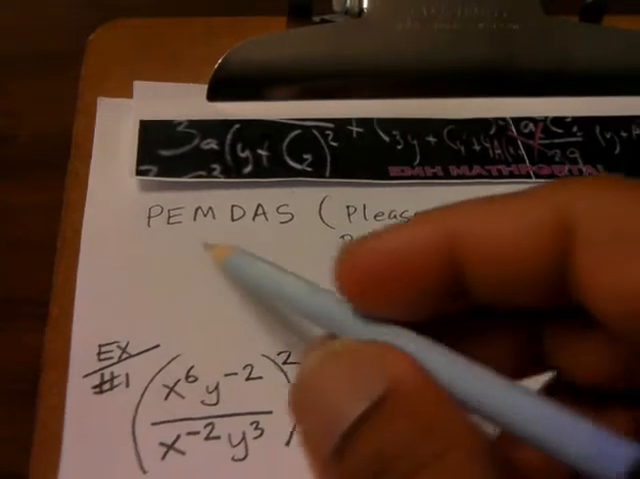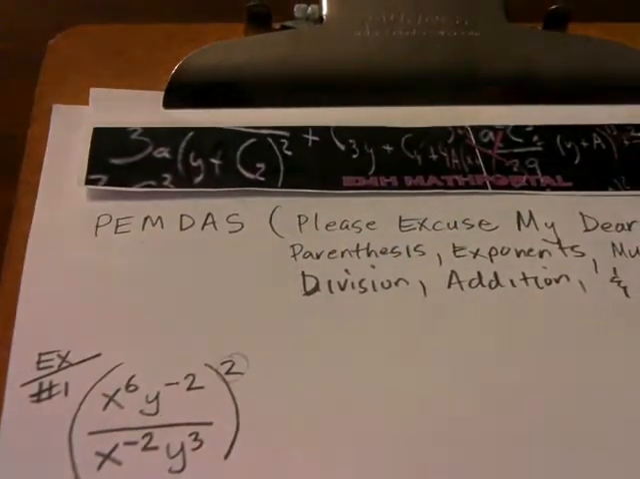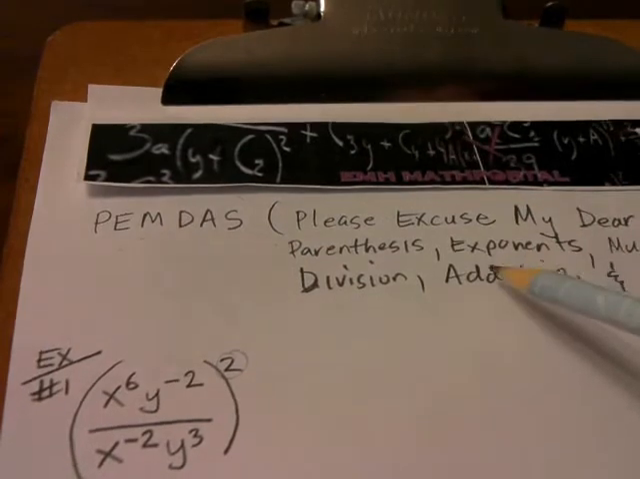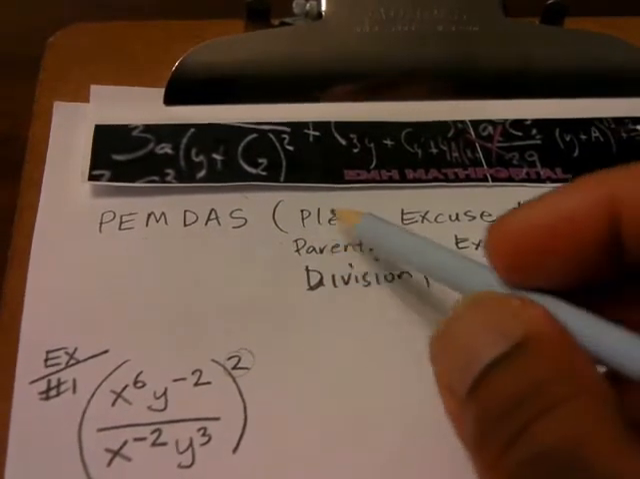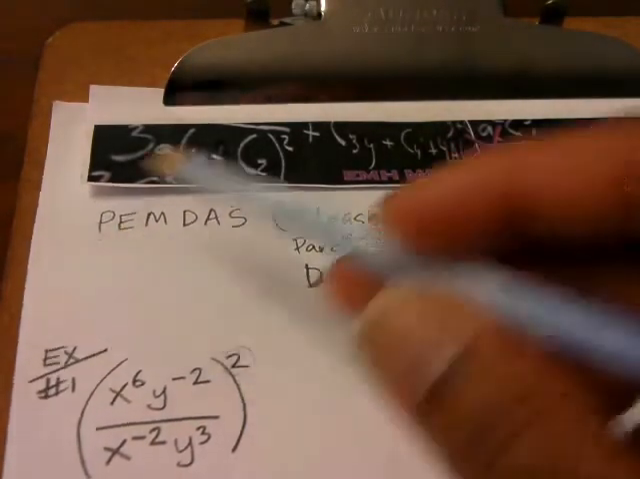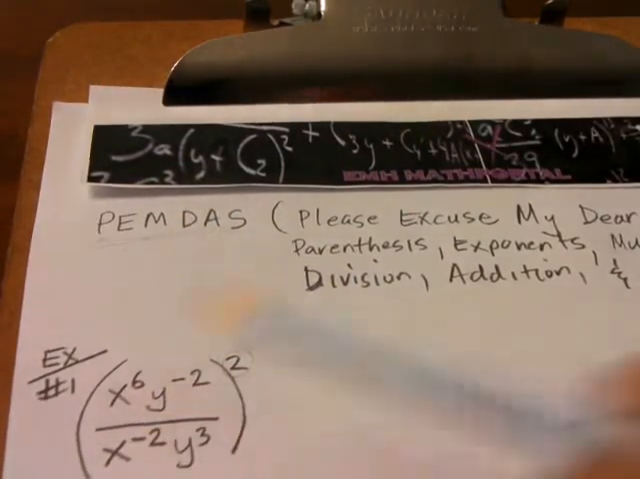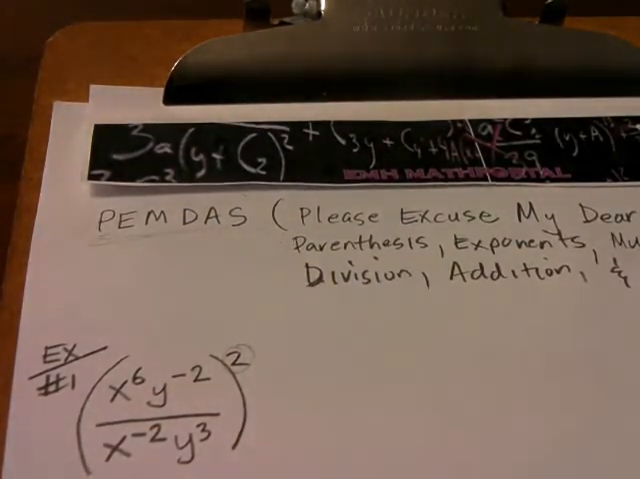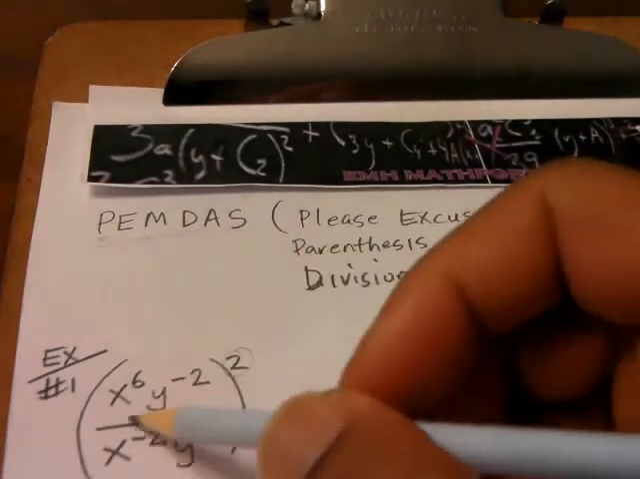using PEMDAS. Okay, please excuse my dear Aunt Sally, which is the P represents parentheses, exponents, multiplication, division, addition, subtraction. We're going to look at each of these steps that make up this acronym in solving this exponential expression. But what we're going to do this time, we're going to use it as a checklist. So we're going to look at P, parentheses.